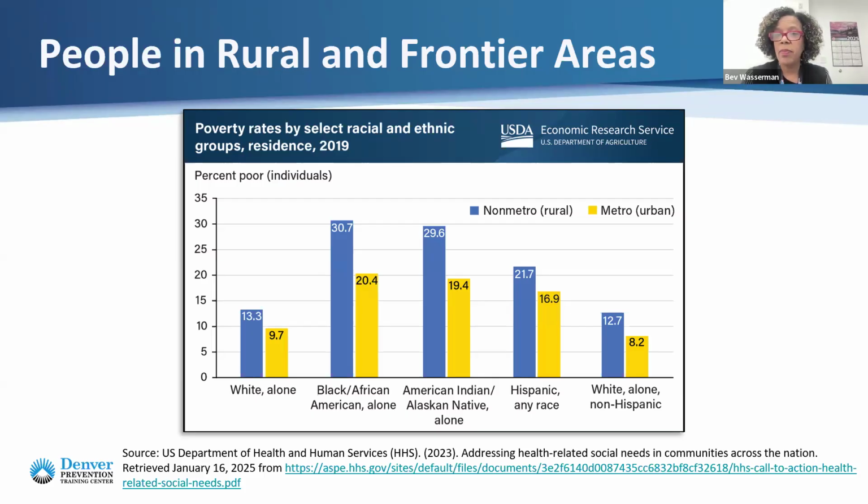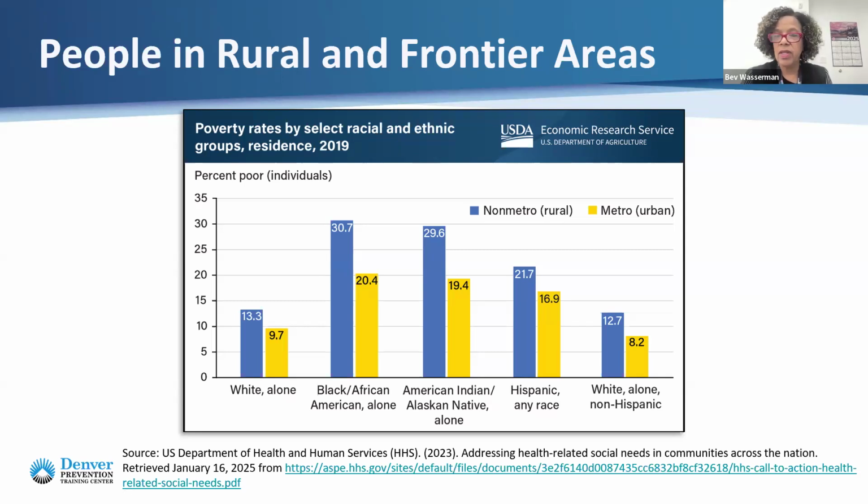For example, among Black people, 30.7% of people who live in rural areas experience poverty compared to 20.4% in urban areas. Among Indigenous people, the difference is 29.6% in rural areas compared to 19.4% in urban. And among Latinx people, the difference is 21.7% in rural versus 16.9% in urban areas. Among all of the people who report at least one HRSN, all report poor medical care.